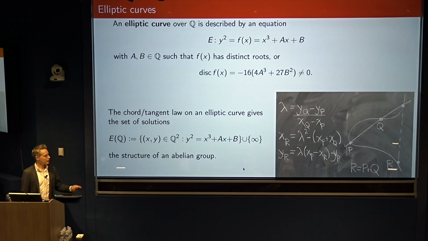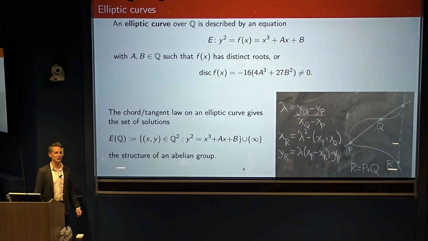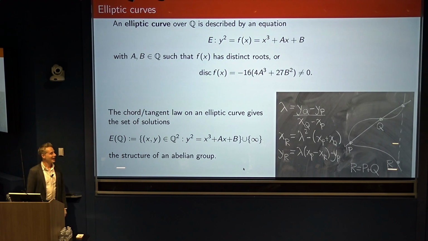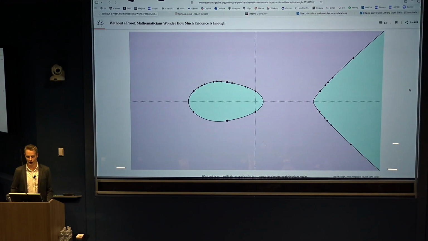And that set, by this chord tangent law, has the structure of an abelian group. I felt really bad that I couldn't give a board talk, so this is the closest that I got. I wrote on the board and took a picture of it for you, some of the most beautiful equations in all of mathematics, that describe what this group operation is. And so I'd like to show you a video of what this chord tangent law does.